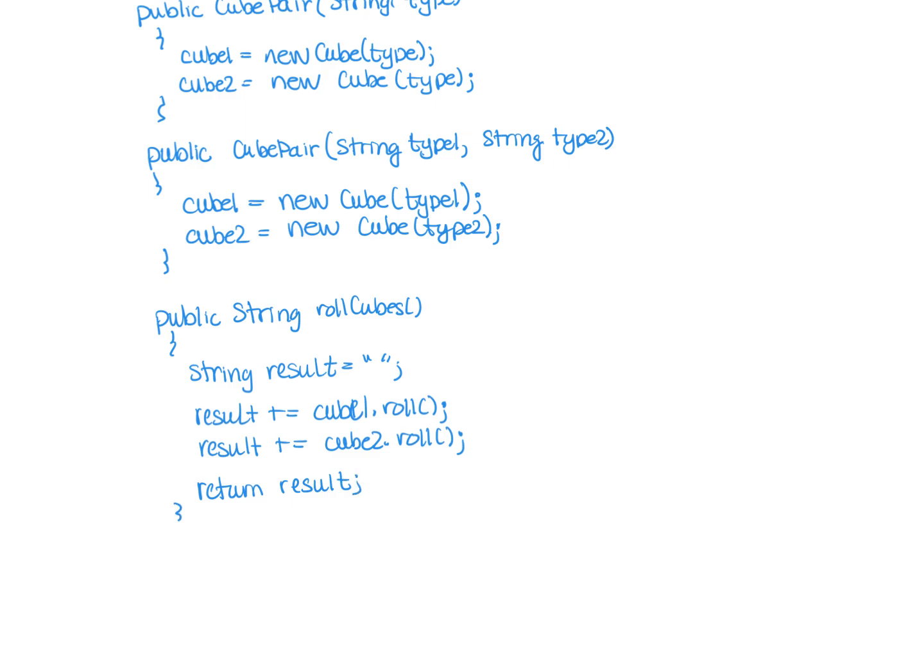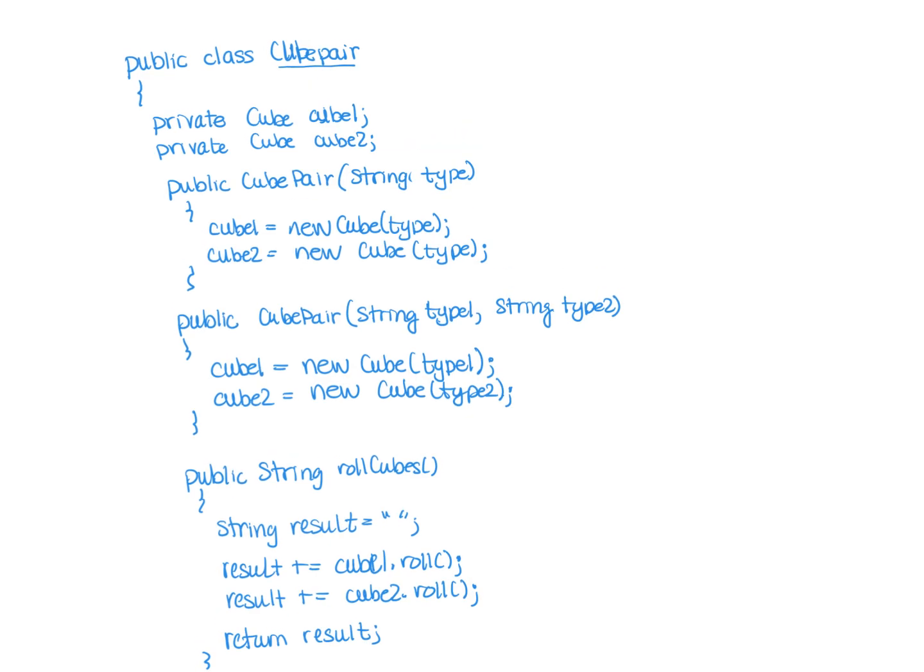So how was this one scored? You got 1 point for the method header. The next point comes from instantiating the 2 different cubes. You must use the word private. The third point comes from the method header for the constructors. The fourth point comes from assigning everything correctly.